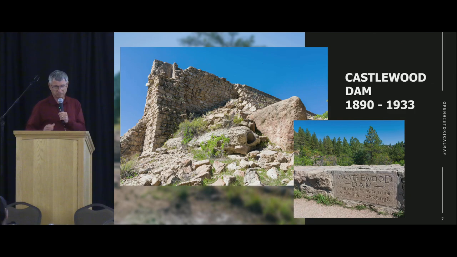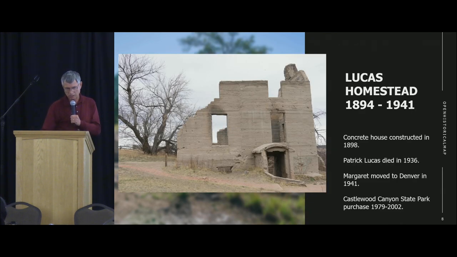One of the highlights of your journey through Castlewood Canyon is the old dam, and that dam was constructed in 1890. It burst in 1933, and that's kind of the picture of what's left of it there now. And part of that story, or part of the history in the area, also includes the Lucas Homestead. So they built this concrete house in 1898 and farmed the area and took advantage of the dam and the water supply resulting from that.